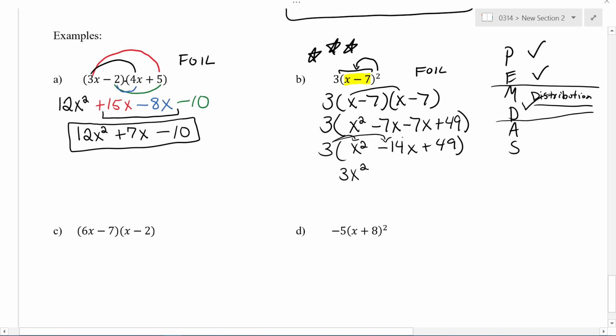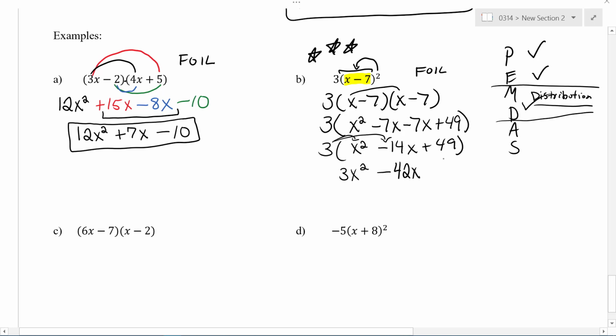So what's a positive 3 times a negative 14x? We're going to get a negative. I believe that's a 52x. And I believe that's a 42, so that's a negative 42x.